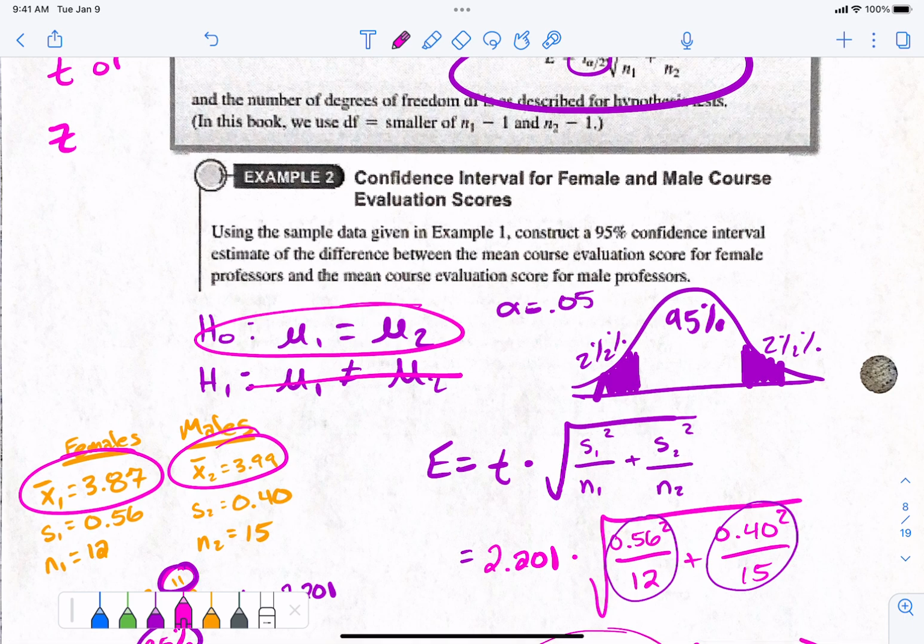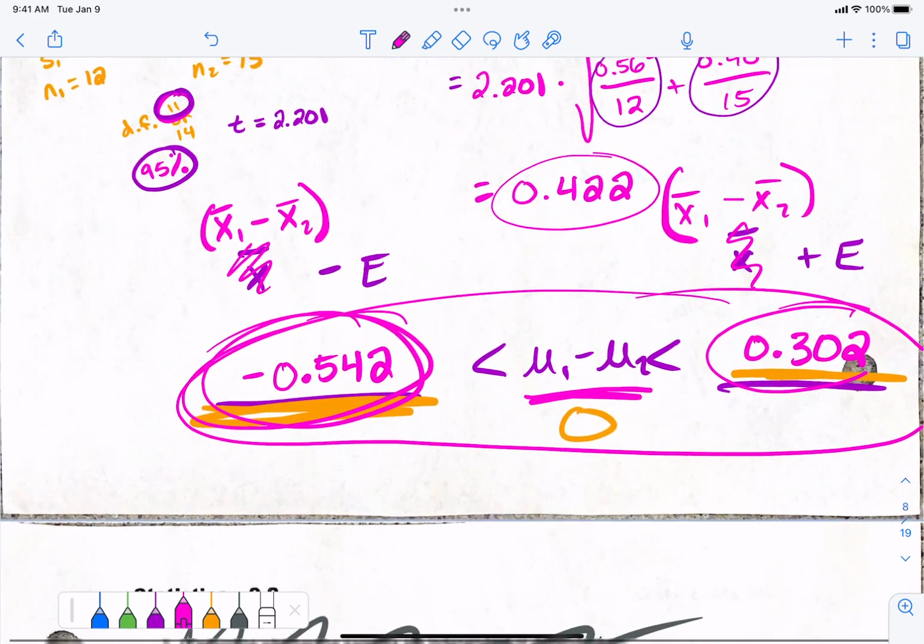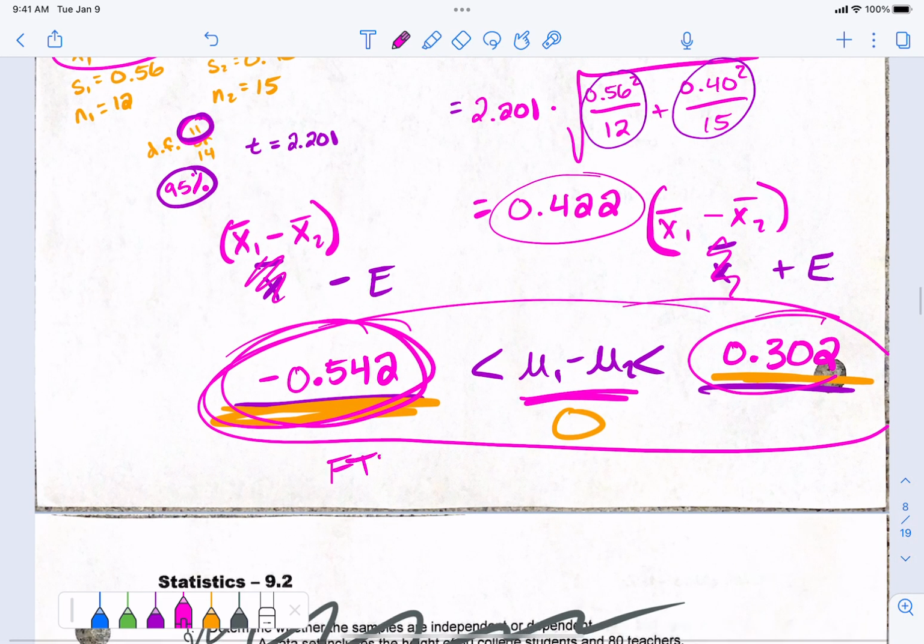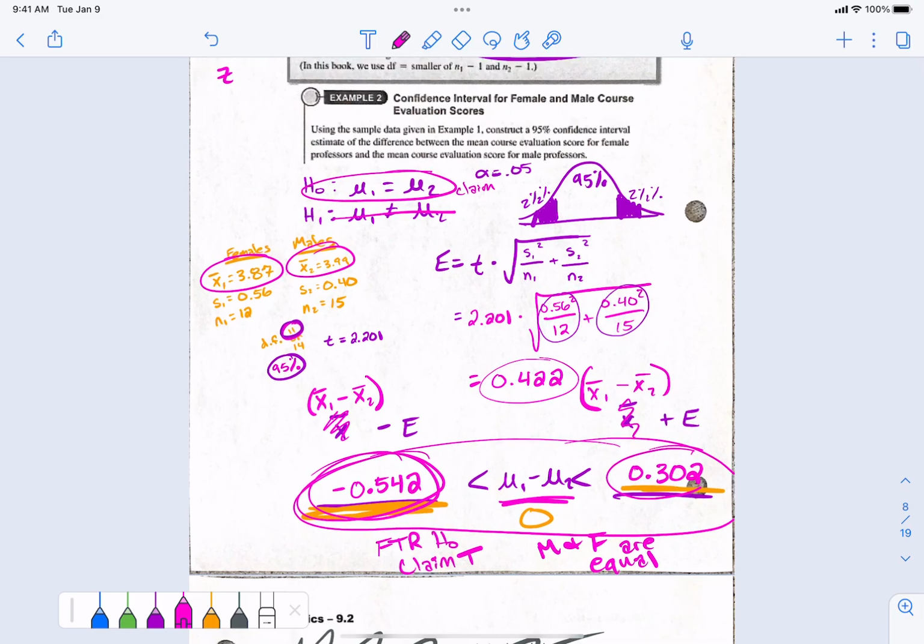I don't remember which one our claim was. The top, right? Claim is the top, okay? So we're going to say FTR, H naught, claim true, which means in layman's terms, males and females are equal. Males and females are ranked the same, like that's the same results as we got on the front side, as it should be.